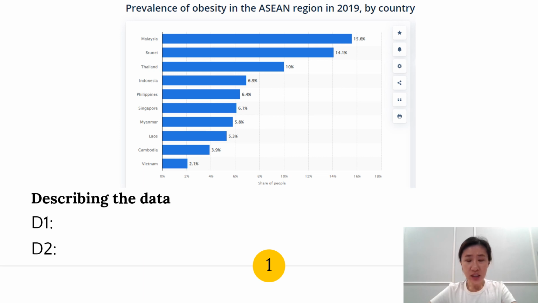Based on this graph that you see on the screen right now, which is the prevalence of obesity in the Asian region in 2019 by country, what questions can you phrase? Give me 2 examples. Write it down, D1 and D2, that reflects the D level, which is description of data level, that requires students to analyze in the form of describing the data that they see in this bar graph that you can see here. So prepare your answers so that we can discuss it in the class. Give me 2 examples of describing the data by phrasing your question like how we did in the previous slide.